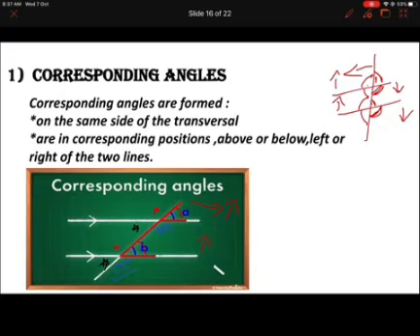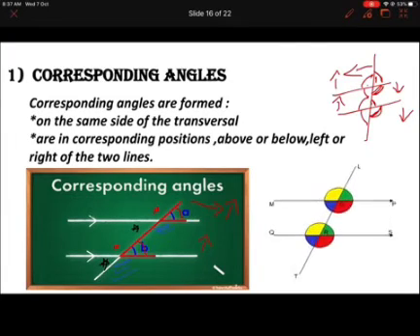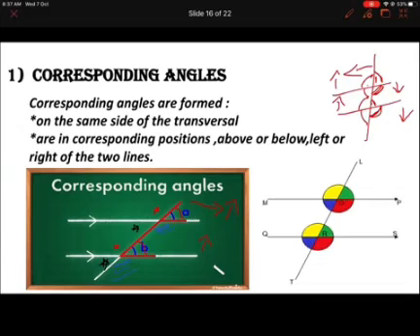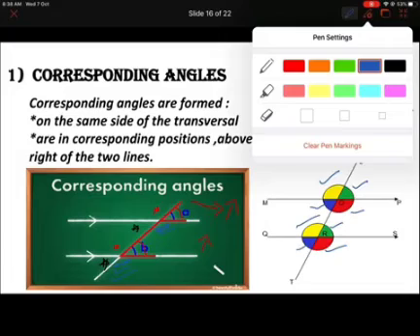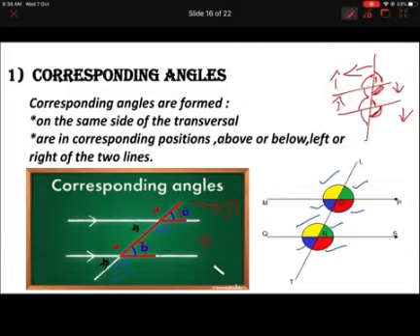They are lying on the same side of the transversal and both will be either above the lines or below the lines. Okay, you can see here in this figure it's very clear. Red and red corresponding angles, green corresponding, yellow corresponding, again blue and blue corresponding angles. Observe carefully.